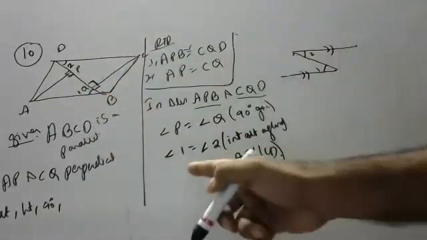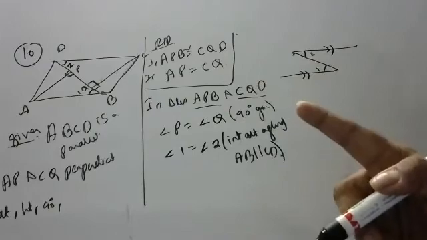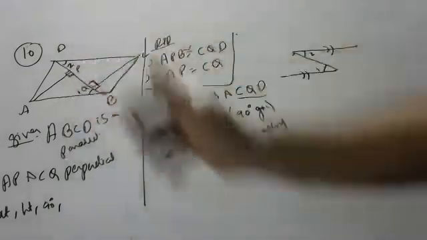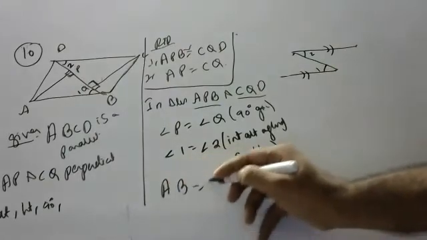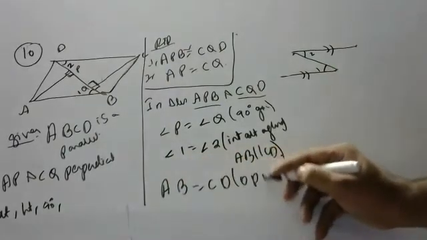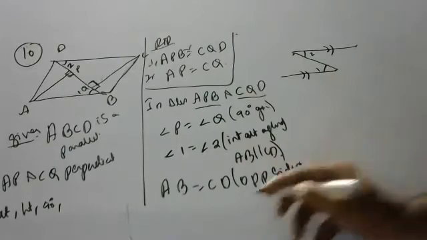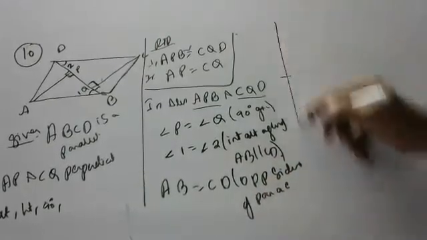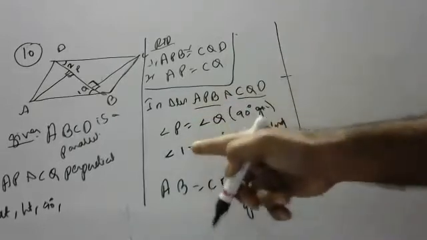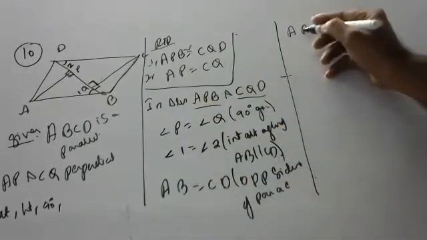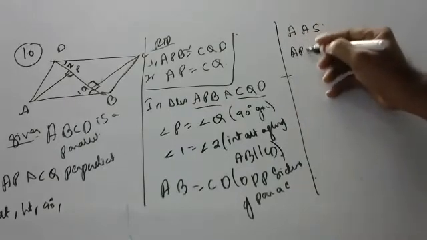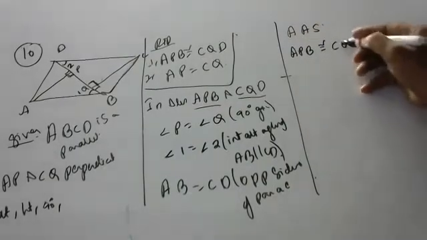And last one, anyone wants to say? One thing is there. Sir, AB is equal to CD. Very good. AB is equal to CD because opposite sides of a parallelogram are equal. Now, what is the condition, children? Congruency condition? Angle, angle, side: AAS. By AAS condition, children, we can say APB is congruent to CQD.